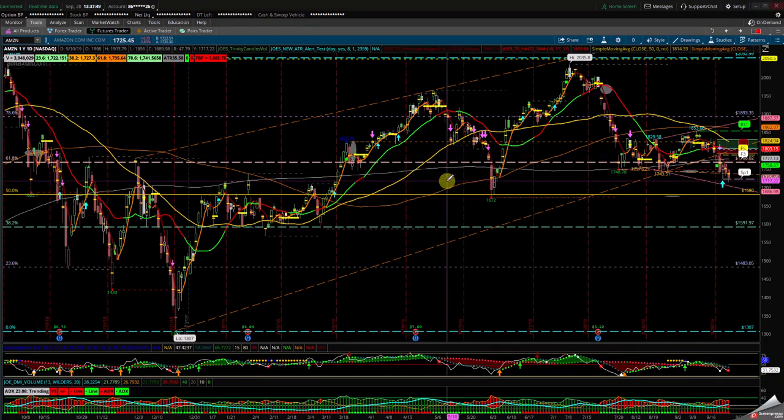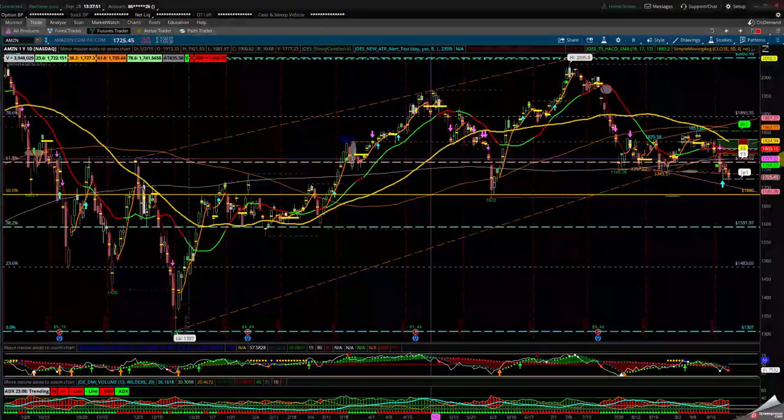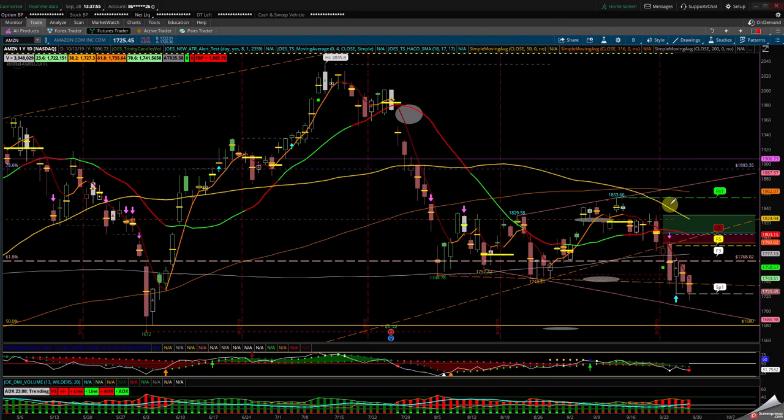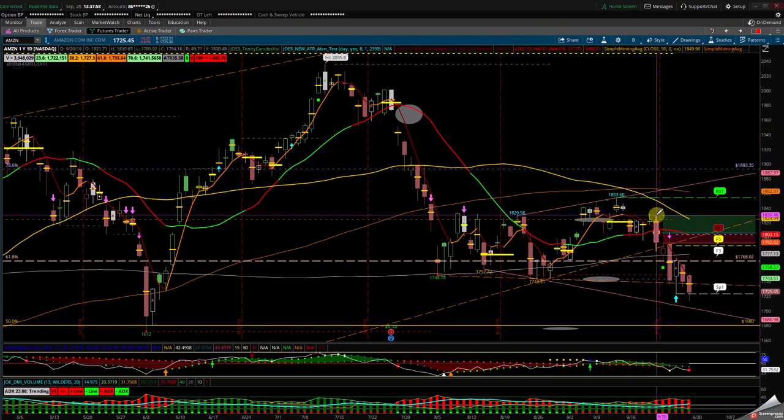Let's get closer to the nearest area so we can get a better feel for what Amazon can be doing on a shorter time frame. So we have this candle here that we fell through, couldn't keep it up. Let's just draw it from here.